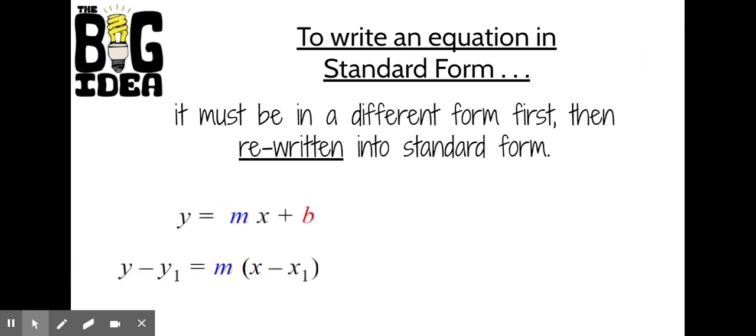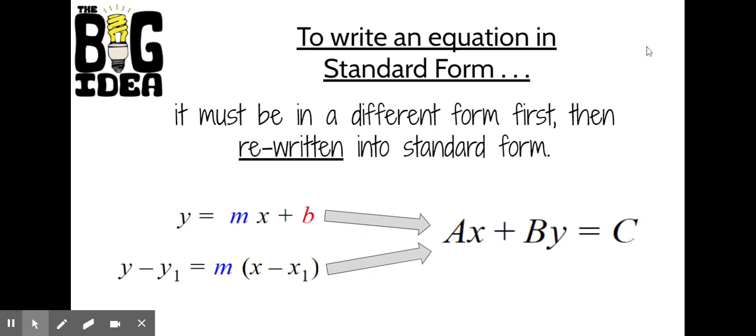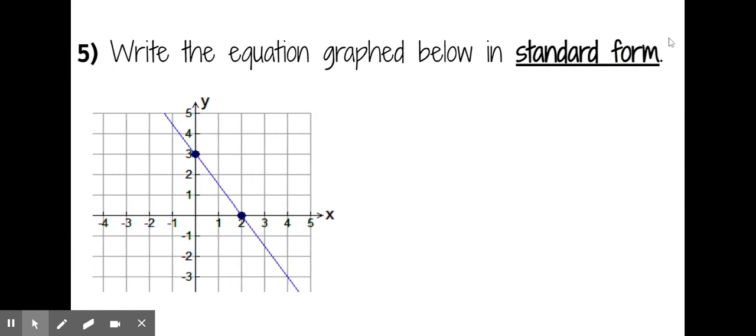You have to start the equation in a different form, so either slope-intercept or point-slope. Then you convert it to standard form. And that's because the a, the b, and the c in standard form, they represent nothing other than just integers. They came from a converted equation. So in order to write an equation in this form, you have to start with a different form first, and that's what you're going to see happening in these next 4 examples. Let's begin with example number 5.